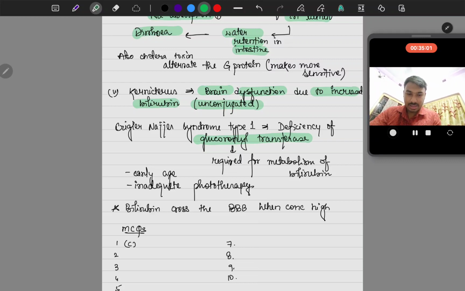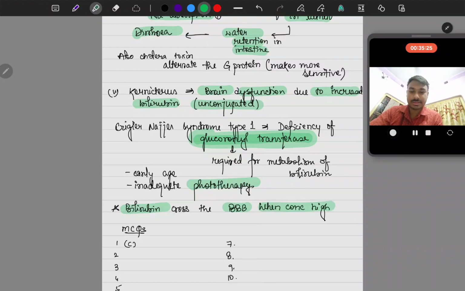It can be treated with phototherapy or the medicines required for the betterment of the liver, or I would say the glucuronyl transferase has to be replaced. It is generally a genetic defect, so it can't be treated easily. Bilirubin crosses the blood-brain barrier when the concentration is high. Now the MCQs.